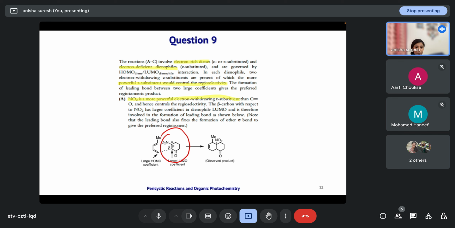So the carbon that is present beta to the nitro group will be having the large coefficient of the LUMO of the dienophile, and it will be reacting with the large HOMO coefficient, which will result in the formation of this final product. Clear?